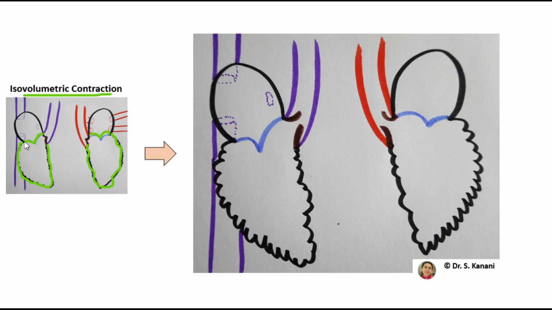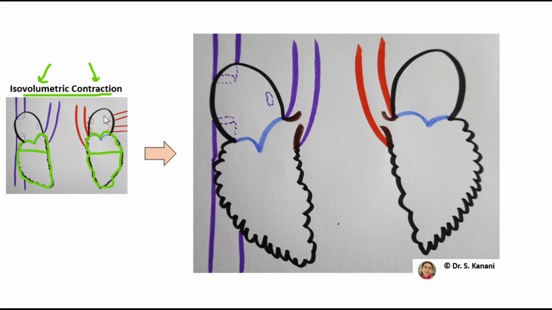So this is the phase that AV valves close. Semilunar valves are not open yet. All four valves are closed. The volume of blood inside the ventricles does not change. That's why we name it isovolumetric, and we emphasize that ventricles are contracting.